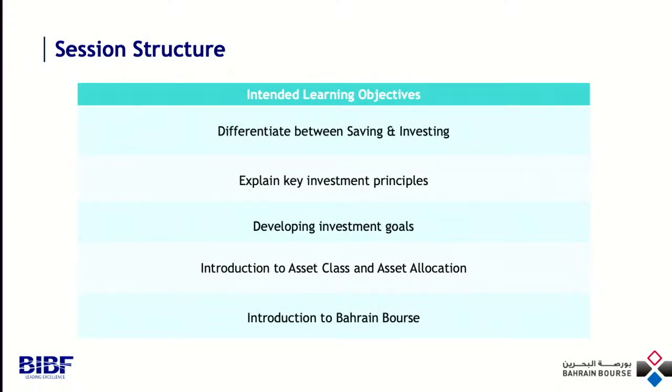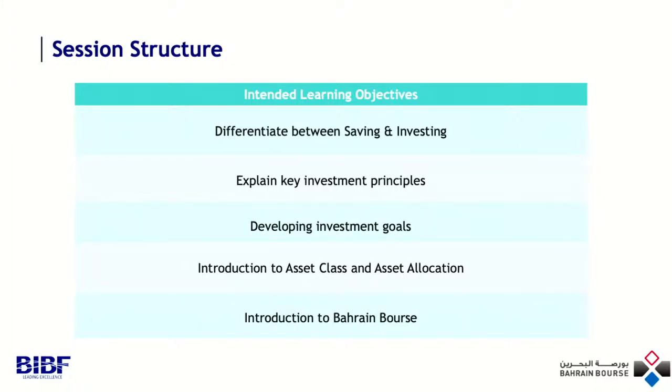As you can see, our agenda for today is to differentiate between saving and investing. Then I'm going to talk about some key investment principles, and how you develop your own investment goals. Then we're going to get a little technical and talk about the meaning of an asset class and a term called asset allocation. Then we'll have a little introduction to Bahrain Bourse. That will be the end of the session, followed by a quick Q&A, where you can post your questions. Once we're done with the Q&A, we will move on to the quiz, which will be three questions.